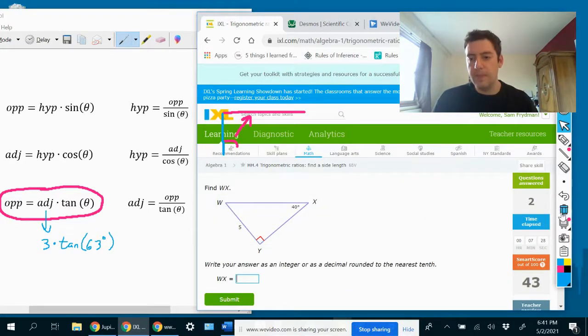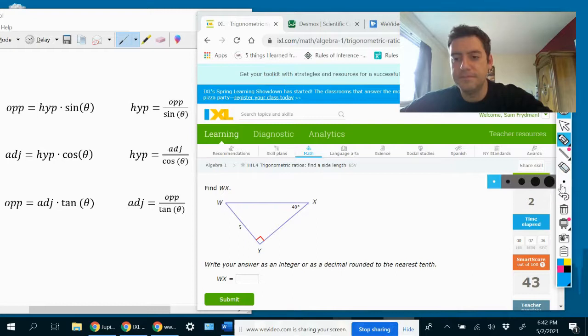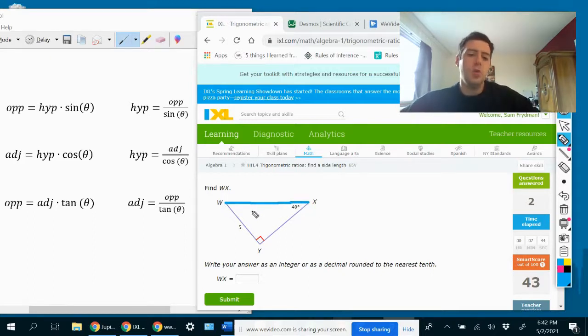Okay, there we go. So let's look at this problem. All right, WX. WX is from here to here. So what is this? This side over here is the hypotenuse. This side is opposite the 90-degree angle. So actually for this problem, they're asking me what the hypotenuse is.